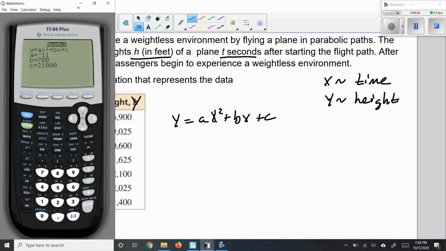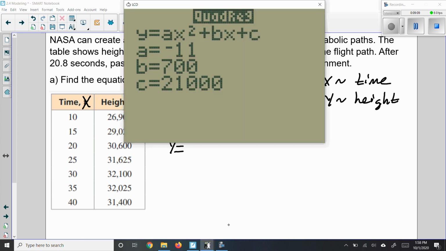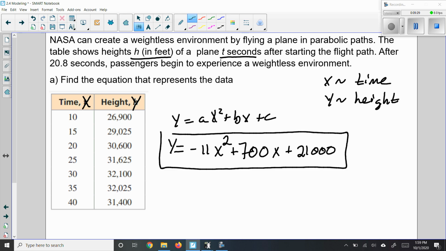Okay, so our coefficients are negative 11, 700, and 21,000. So our regression equation is y equals negative 11x squared plus 700x plus 21,000. Okay, this is the regression equation.